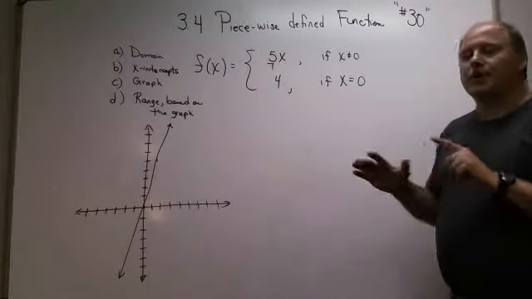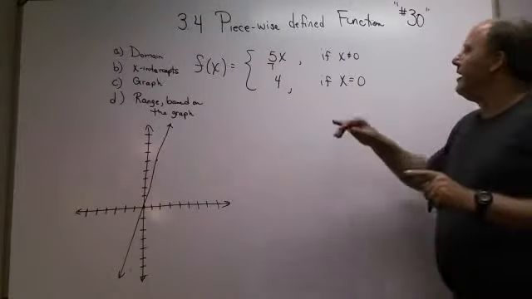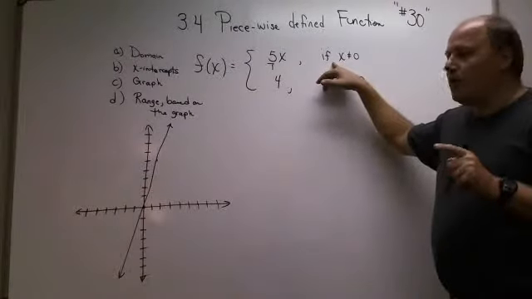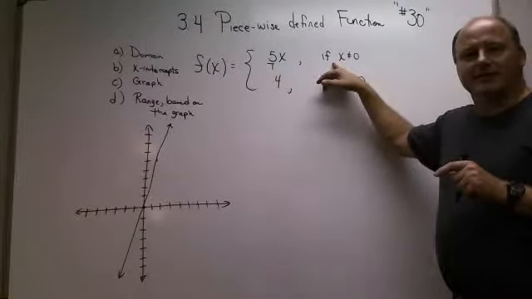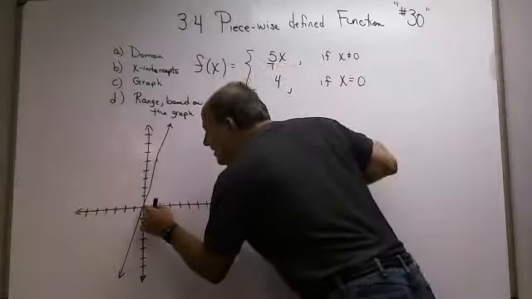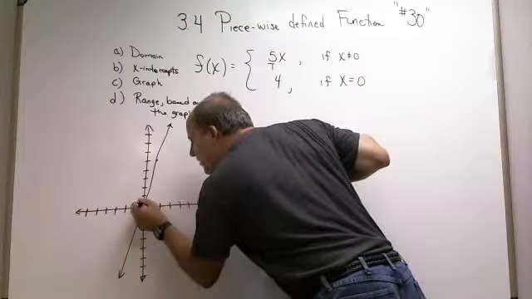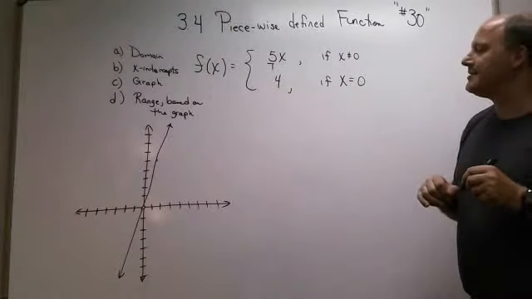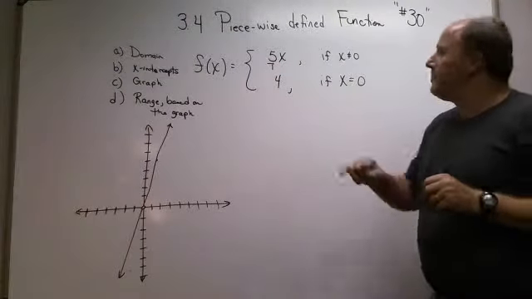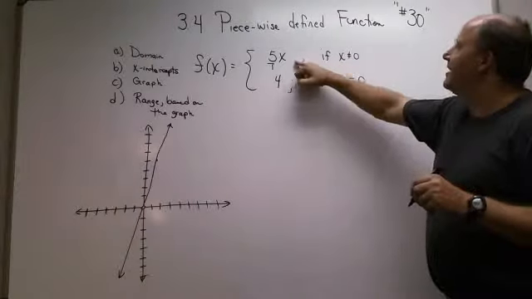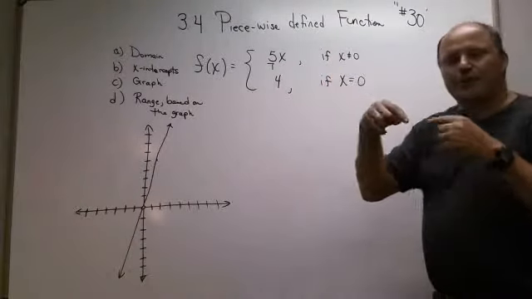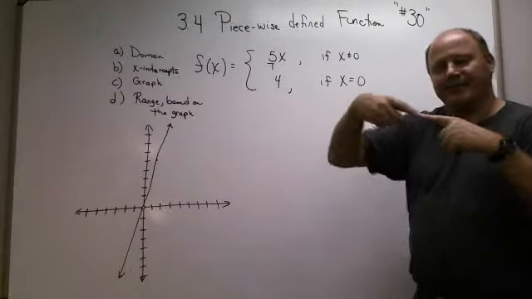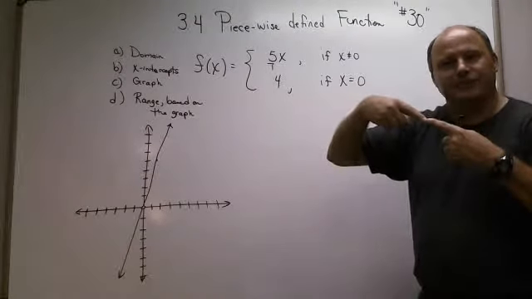Now that's if you place no restrictions on the domain. But this is only 5x as long as x is not equal to 0, and x equals 0 only at the origin. So I need to put a hollow point right there. What that hollow point indicates is it's not defined there, because it's only defined to be 5x as long as x is not equal to 0. It's like two rays fused together, but there's a disconnect at the origin.